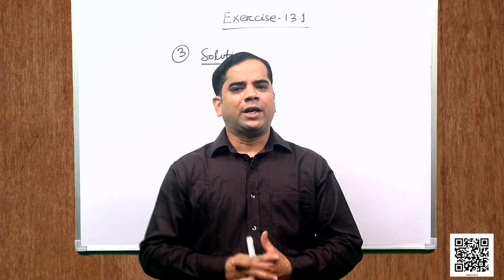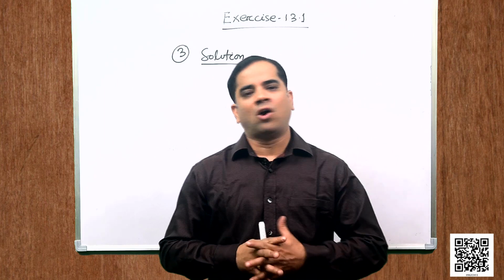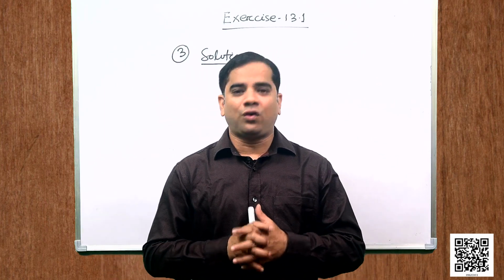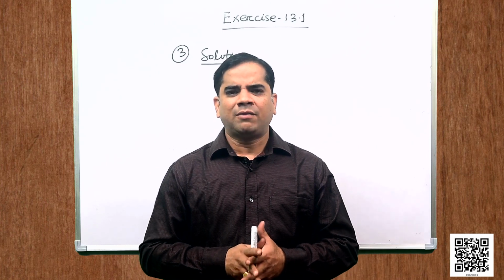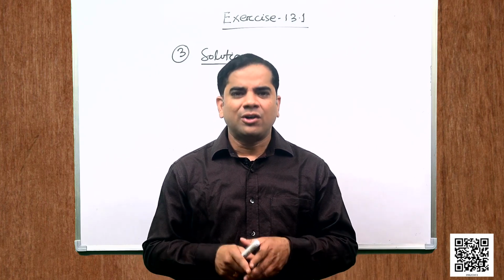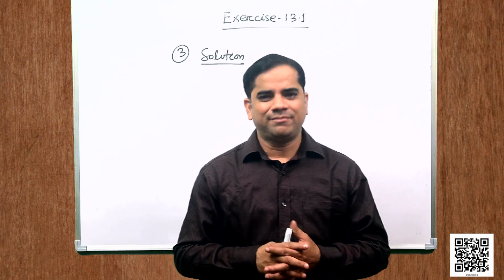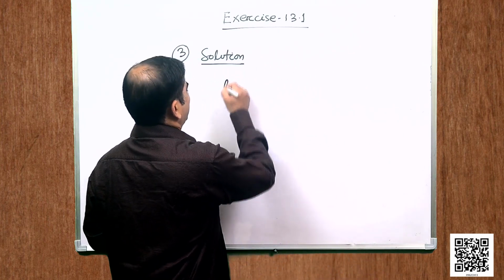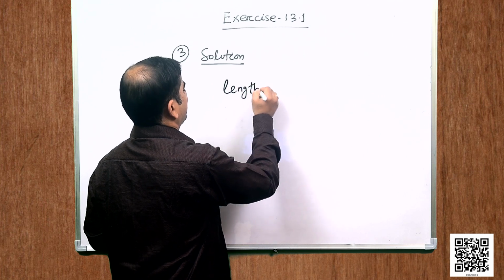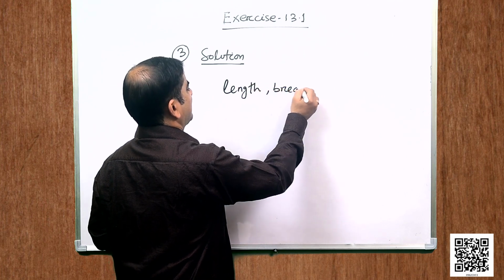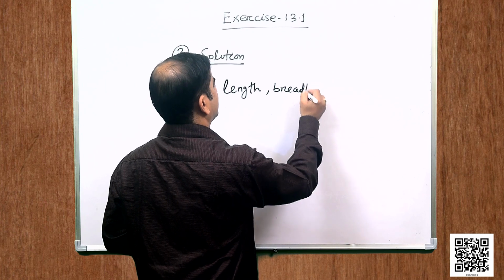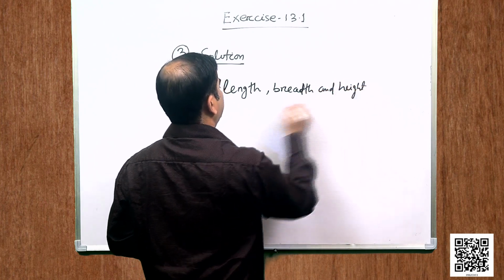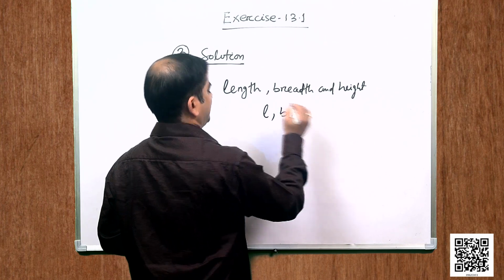Fine. So students, there is a rectangular hall, and the perimeter of the floor is given. That means, what is the perimeter? It is 2 into (L plus B). Now let us take length, breadth and height as L, B, H.